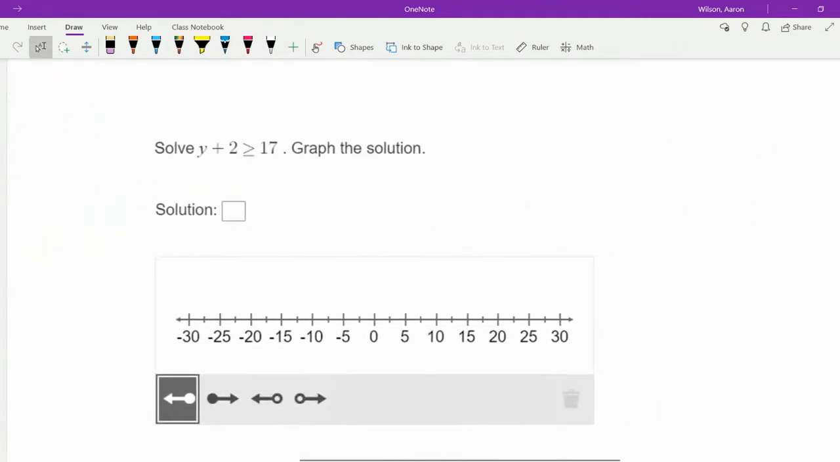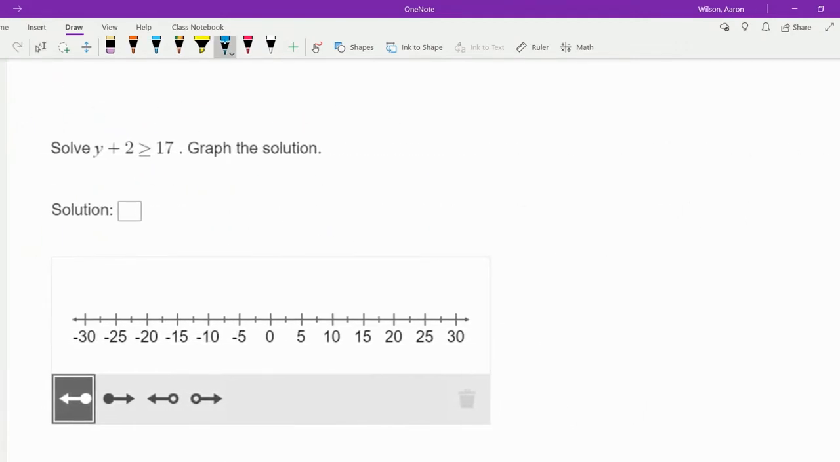All right, on into another one. This one reads y plus 2 is greater than or equal to 17. That's how that's read. So you can see that we're doing addition of 2. Well, to undo addition of 2, we have to subtract 2 from both sides.